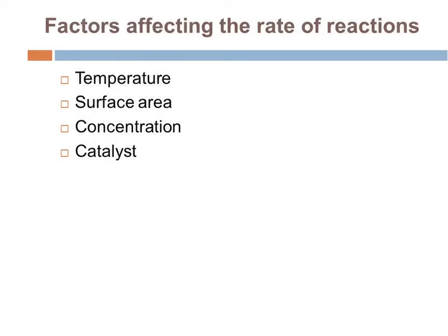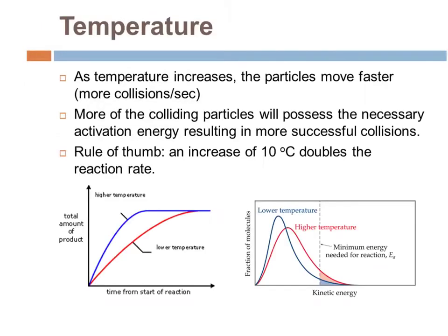There are 4 factors that affect the rate of reaction, and we've talked about these before. So temperature, surface area, concentration, and catalysts. We're just going to go through each one individually.